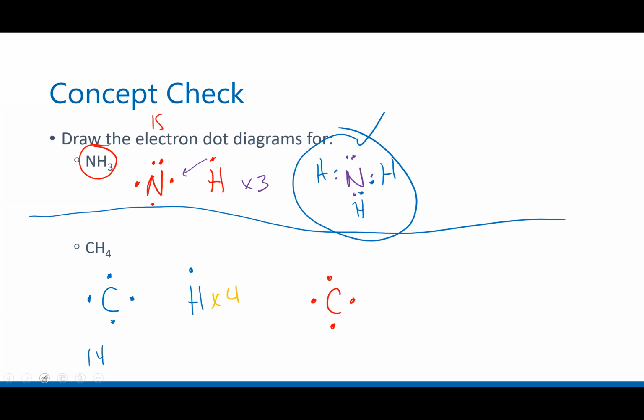And now I'm just going to stick onto it 4 hydrogens. So each hydrogen has 1 electron. That's perfect. It gets matched up with each single electron on the methane. And there we go. That's methane. It's a carbon bonded to 4 hydrogens. Pretty cool, pretty easy.